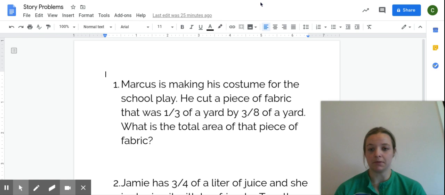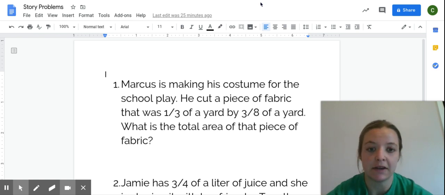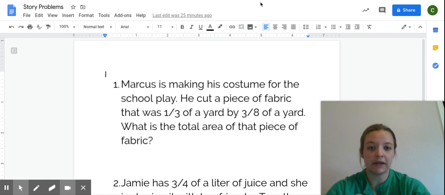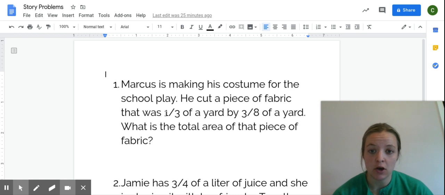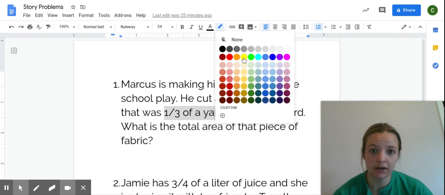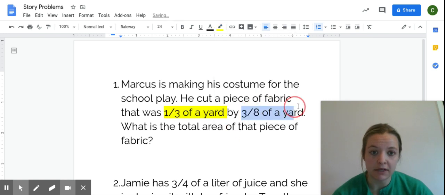So, first problem we have, it says, Marcus is making his costume for the school play. He cut a piece of fabric that was 1/3 of a yard by 3/8 of a yard. What is the total area of that piece of fabric? So before I even start working, let's highlight our important information. We have 1/3 of a yard, here's my highlighter, by 3/8 of a yard.